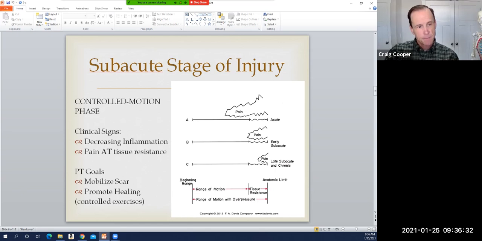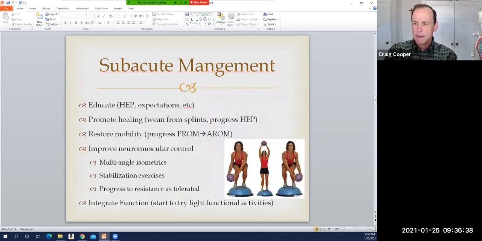and start trying to teach the muscle how to fire again. So we're going to get a little bit more aggressive with our strengthening exercises in the subacute phase. We want them to work on going from just doing passive range to active assistive range to potentially active range at this phase. As far as strength is concerned, instead of just doing gentle isometrics in kind of a relaxed position, we're going to move into doing our multi-angle isometrics.